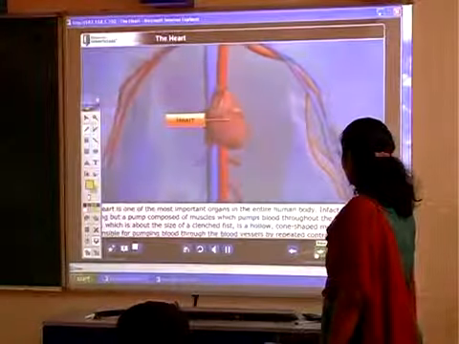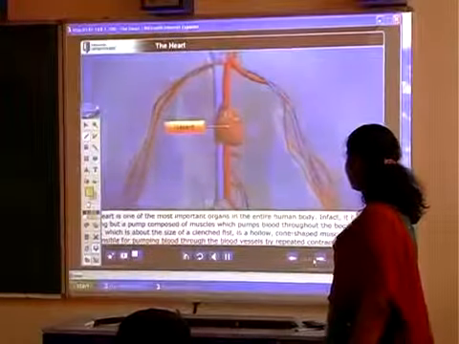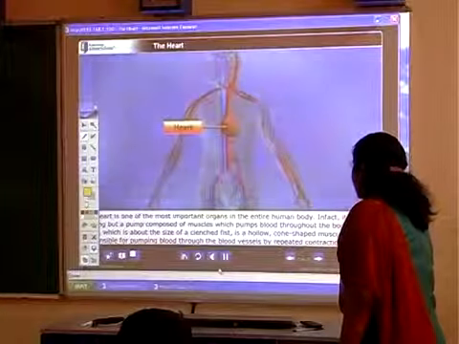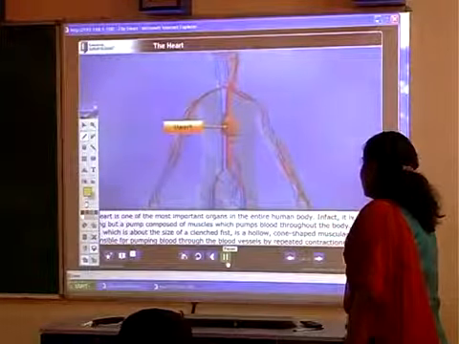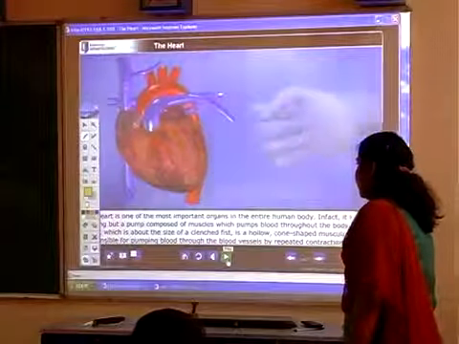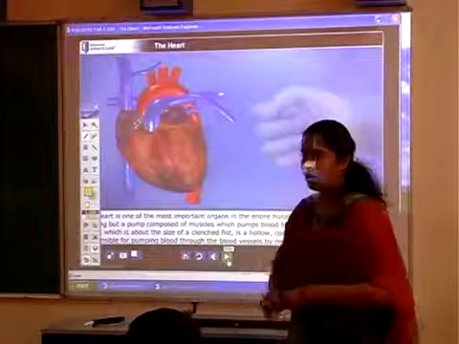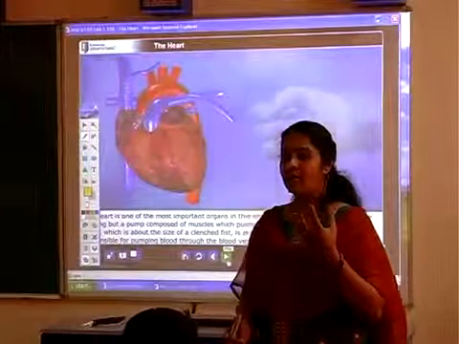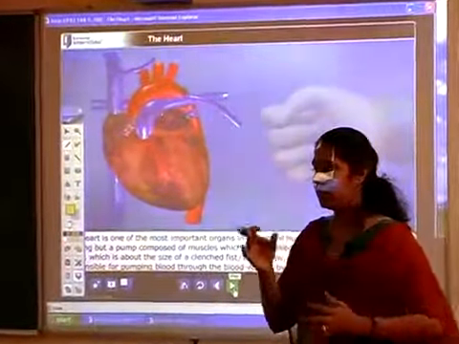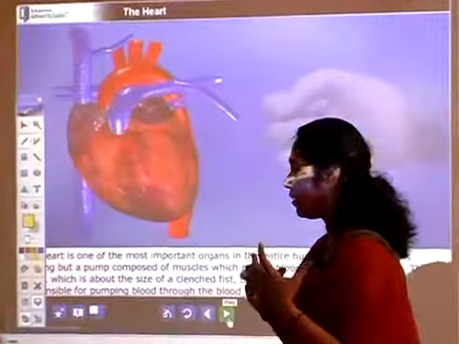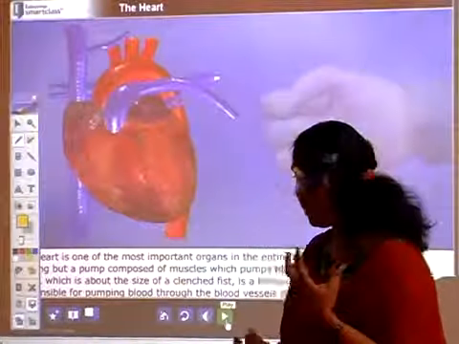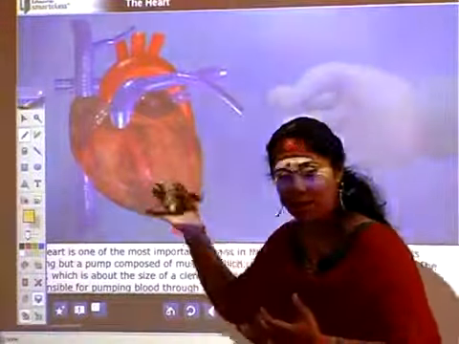The heart is one of the most important organs in the entire human body. In fact, it is nothing but a pump composed of muscles which pumps blood throughout the body. The heart is about the size of a fist. So now you can see how the heart pumps, how it contracts and relaxes. It is at equal intervals of time that you have the contraction and relaxation of the heart. It pumps blood, right? The heart is a pumping organ, and it has specialized muscles.